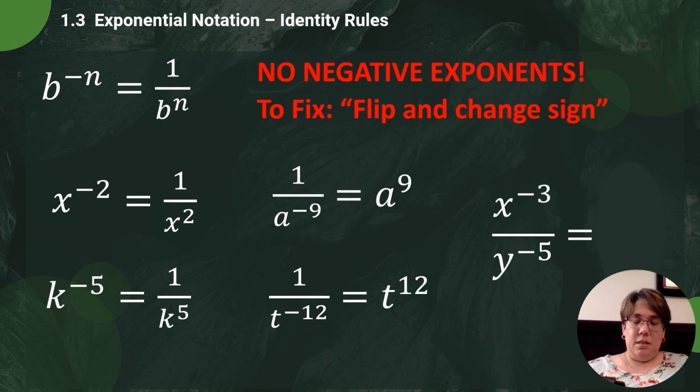And then lastly, if you have negative in both places, you actually can just swap places, okay? So we're going to move this term up here to the denominator. Then we're going to move the bottom term up to the numerator. So we're just going to flip this whole thing upside down. Whenever you do that, you have y to the 5th over x to the 3rd, and everything becomes positive then. Okay, so that's how you can make negative exponents positive. All right, so that is our negative exponent identity rule.